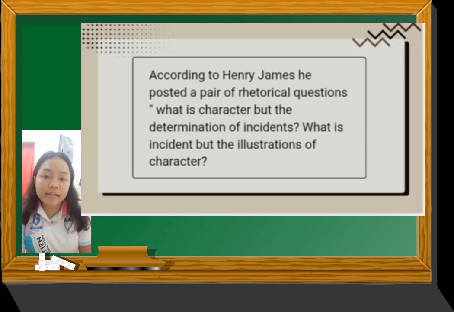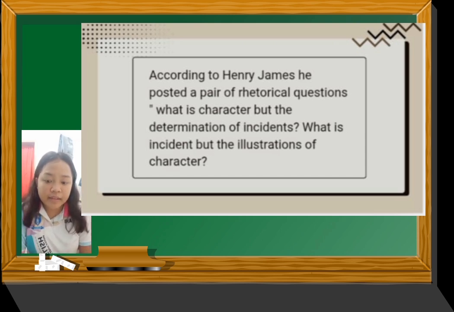It means that a character's nature, their choices, traits, and values, determines what happens in the story. So, for example, a brave character might choose to face danger, while a fearful one might flee, setting different plots in motion. So, what is incident but the illustration of character?